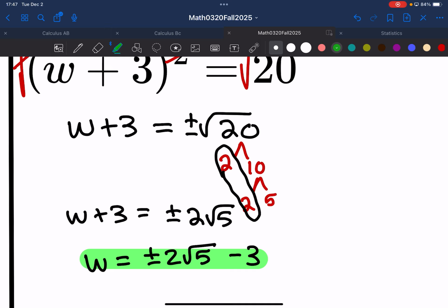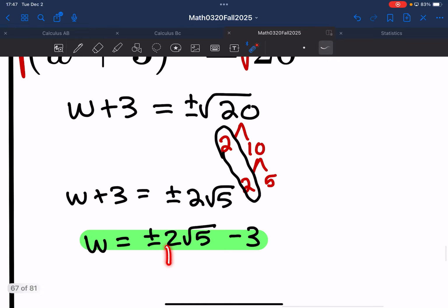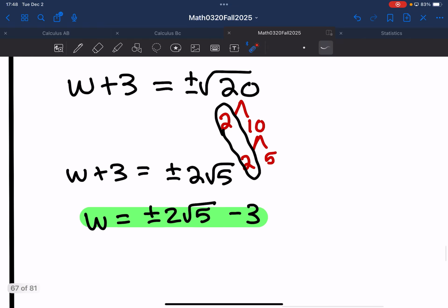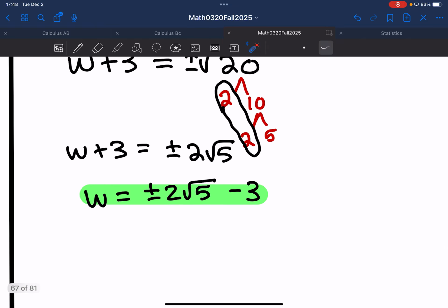If it asks you to simplify, like put it in decimal form, that's when you would go to your calculator and you would type in the square root of 5, whatever that number is, times 2, and you would get a decimal answer for this. Then you're going to treat this as one positive, one negative, and subtract each of them from 3. So just so I have it on the notes, I'm going to show you what that would simplify to. So let me open up my calculator.